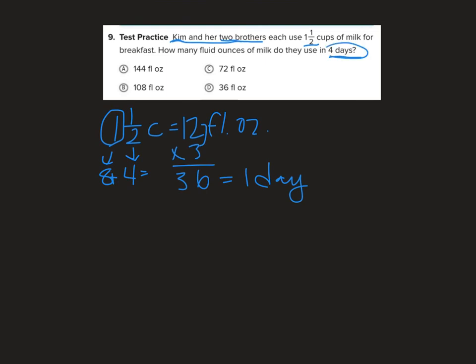How many would they use in 4 days? Let's multiply that by 4. 6 and 4 makes 24. 4 and 3 makes 12, plus 2 more is 14. So it would be 144 fluid ounces, which is option A.